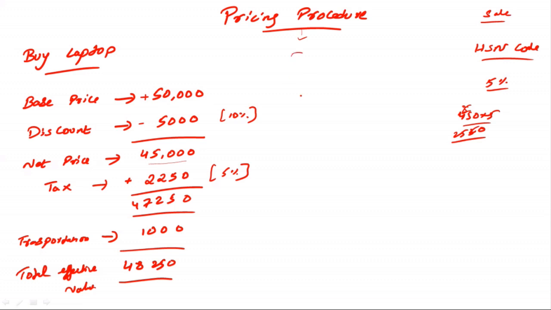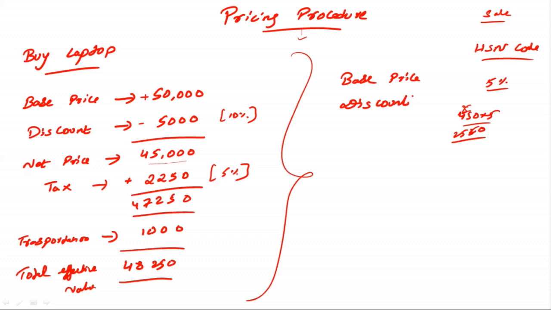Right? So if you see here, in this calculation, there are different components which are involved in the product. So we spoke regarding base price. This is the initial price. Then we had discount. Then we had the taxes. Then we had the freight charge, or we can call it transportation charge. So these are all the different components which are involved in deciding the final price of the laptop. So these components, when they are structured together in the SAP system, are called the pricing procedure.